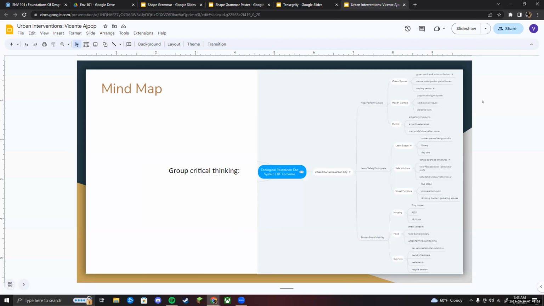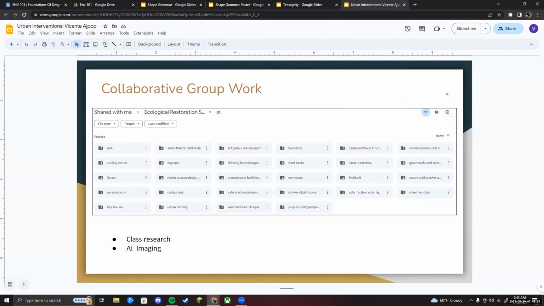With the help of the whole class, we were able to create a mind map. In the mind map, we gave urban interventions that could be implemented in cities. We used Google Drive to implement all the AI imaging so that we all could help each other.